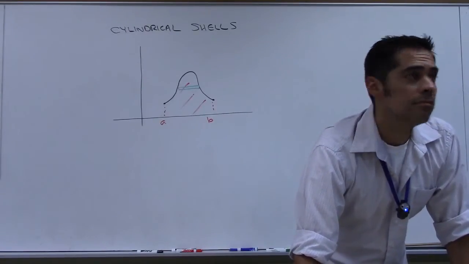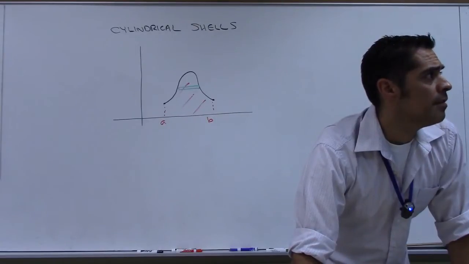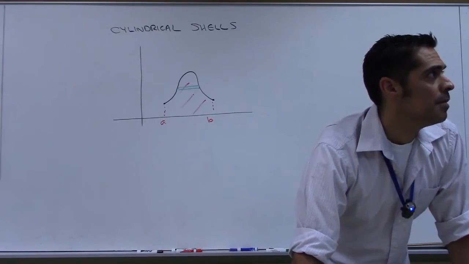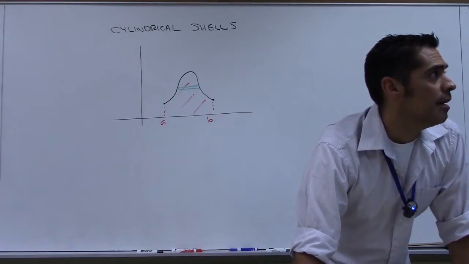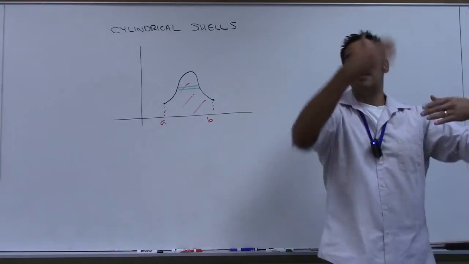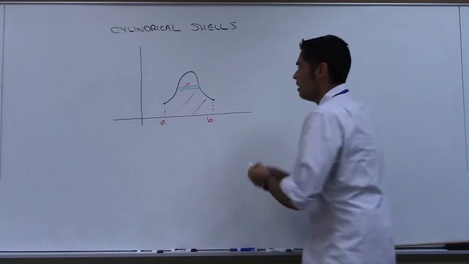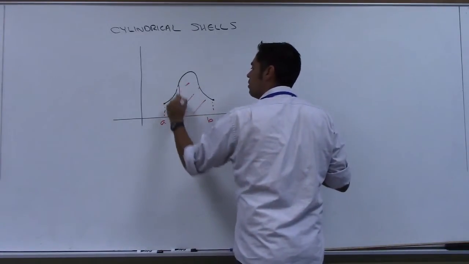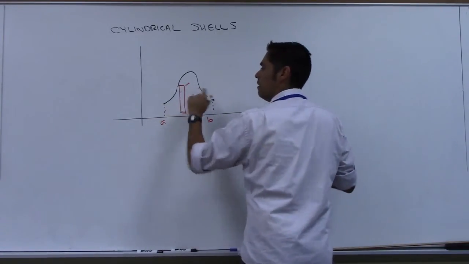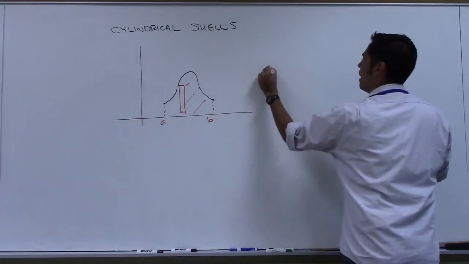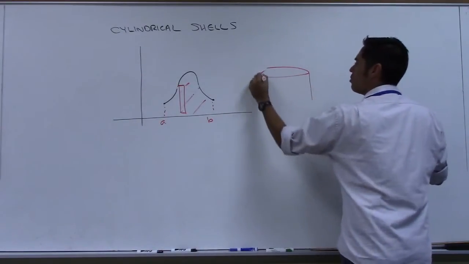Okay, you see them? As I wrap these around the y-axis, they swing around like this. All right, so there they are. Yes, you see them? That's half of them. Imagine they went all the way around. Each one of those vertical rectangles, right? So I wrap it around. Each one would create this cylindrical shell.